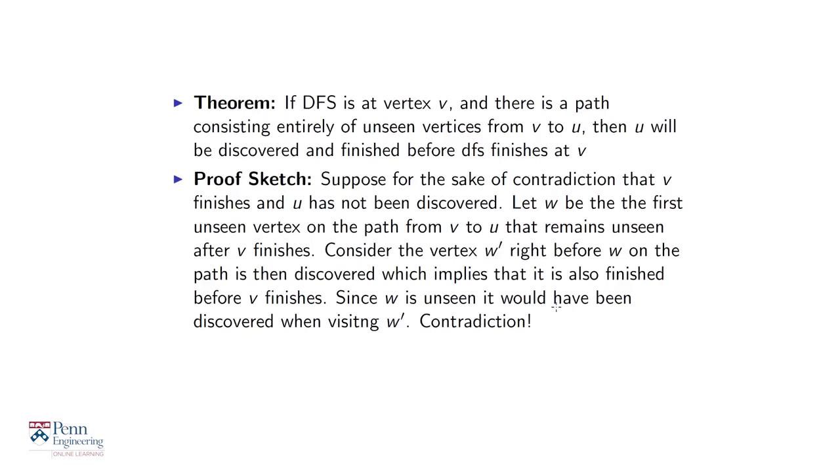So suppose for contradiction that we are doing DFS of some vertex V. So there is a path from V to U of entirely undiscovered vertices along the way, and we still fail to discover U before we finish at V. Could this happen? Let's assume that this could happen for the sake of contradiction. Let W be the first unseen vertex on the path from V to U that we did not see before we finished at V.